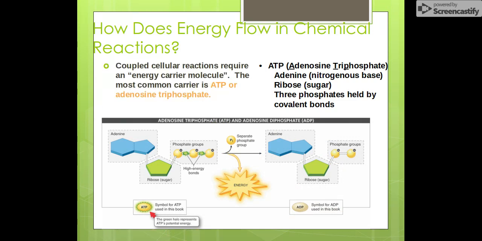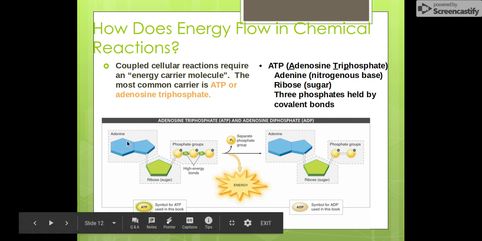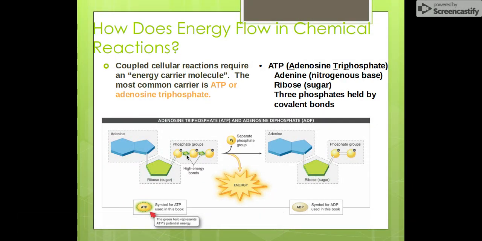There is a major molecule within all living things that is used as the currency of energy. So when we eat and we break down the molecules of food, typically we don't use that energy immediately. What we do is we store it in the form of ATP, this adenosine triphosphate molecule. So here we see our ATP. We've got our adenine, our nitrogenous base here, a ribose sugar, and then 3 phosphate groups. Within each of these bonds between the phosphates, there's a lot of energy stored there.